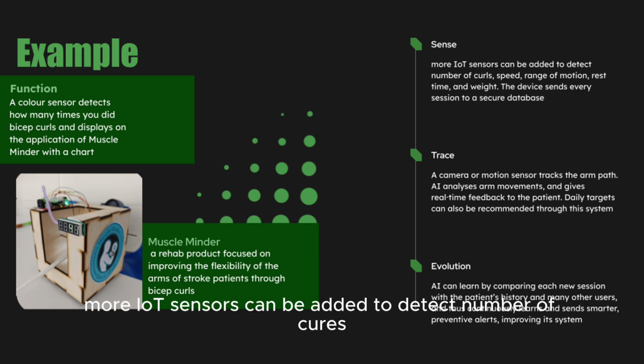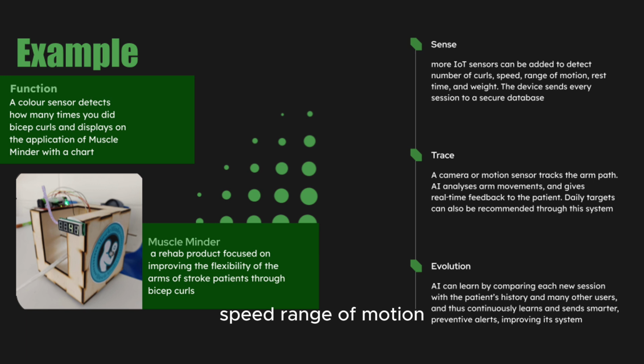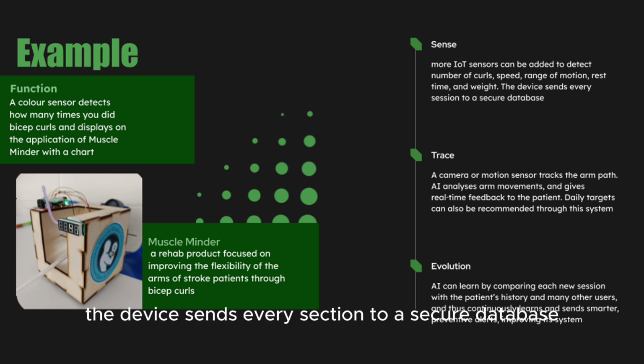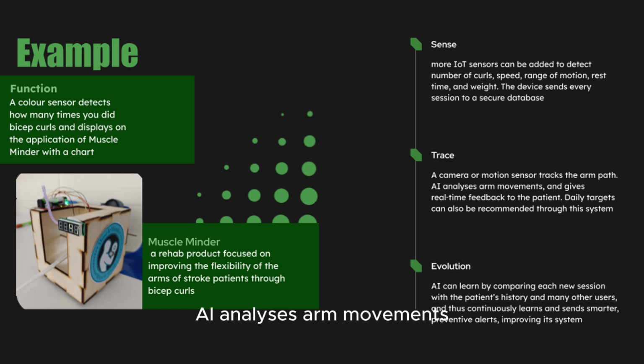Firstly, more IoT sensors can be added to detect number of curls, speed, range of motion, rest time, and weight. The device sends every session to a secure database. A camera or motion sensor tracks the arm path. AI analyzes arm movements and gives real-time feedback to the patient. Daily targets can also be recommended through this system. AI can learn by comparing each new session with the patient's history and many other users, and thus continuously learns and sends smarter preventive alerts, improving its system.